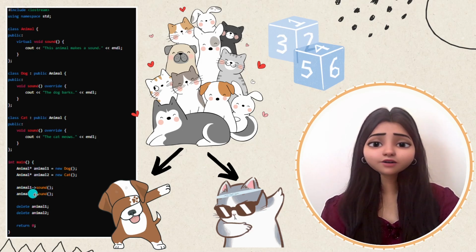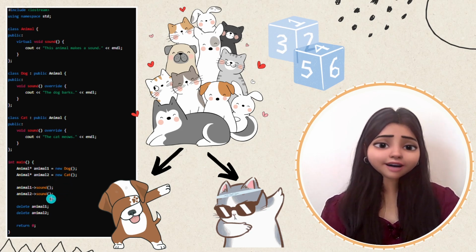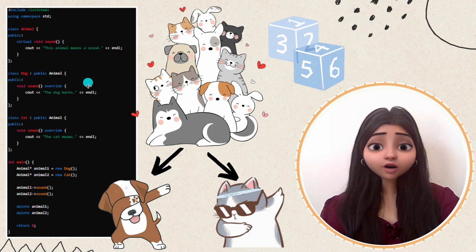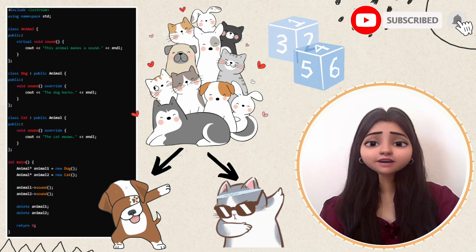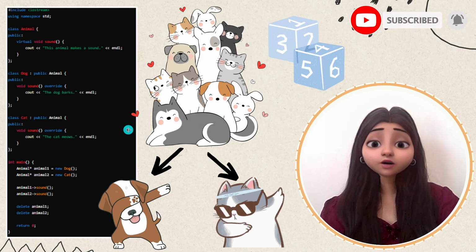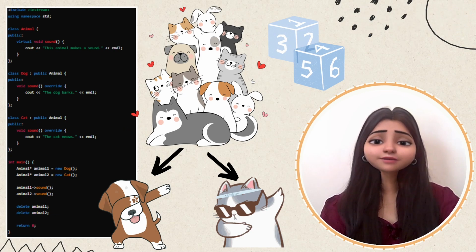The sound method call depends on the actual object type, which is either dog or cat, not the pointer type, that is animal. So this example demonstrates polymorphism by allowing the same method sound to behave differently depending on whether it is called on a dog or a cat object. This flexibility allows us to write more generic and reusable code. Here the sound method behaves differently depending on whether it's called on a dog or a cat. Polymorphism is useful because it allows for flexible and reusable code.